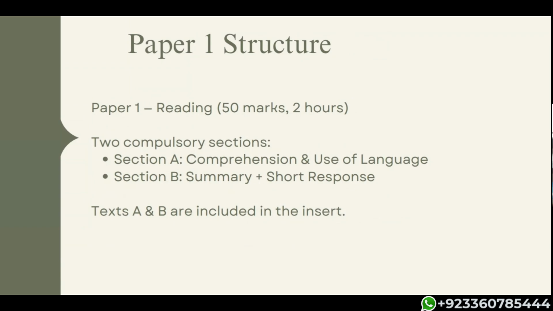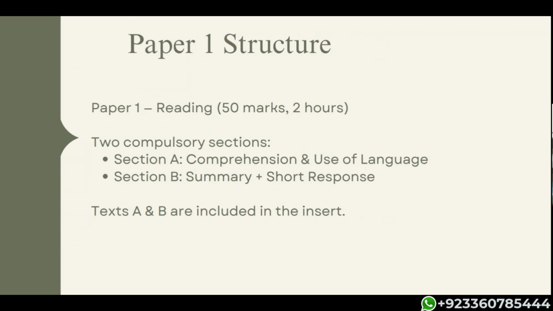Now, starting off with paper one structure, we know paper one is known as the reading paper. The total marks are 50, and time allotted for this section is 2 hours. This paper has two compulsory sections. There is no choice in this paper. We have section A, we have section B.